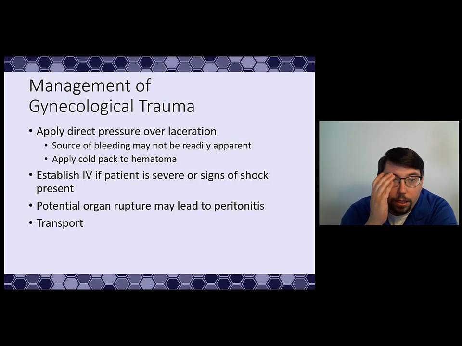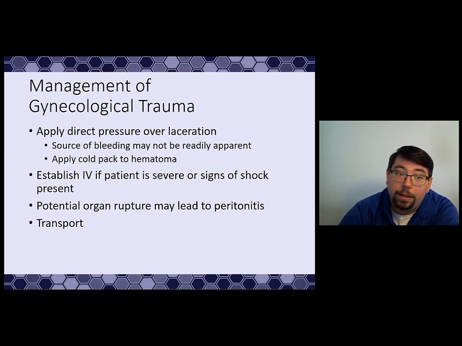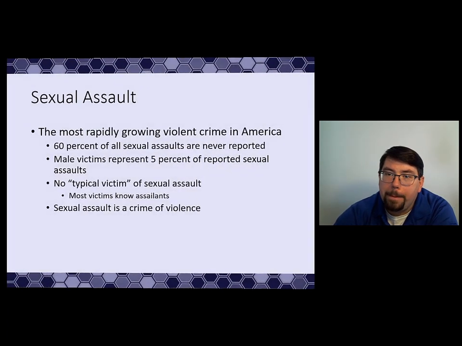Let's take a look at those. Most of these management of gynecological trauma, we're going to apply direct pressure if there's any type of laceration. We want to try to stop the bleeding. Sources of bleeding may not be readily apparent, so we want to take a look as best we can. This is one time where we may need to do an external examination. We're going to apply a cold pack to any type of hematomas or swelling, get an IV, again, treat for shock if necessary, and then watch for potential organ rupture, because this can lead to things like peritonitis or diffuse abdominal pain. And then transport them appropriately.